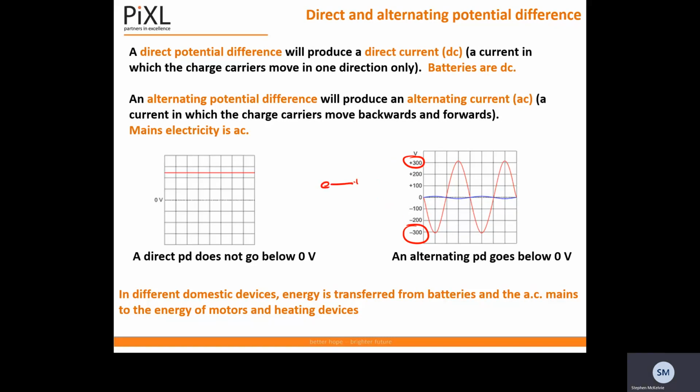So here, my electrons are going positive. Here, my electrons are going negative. Or I can switch it around. It's arbitrary for the sake of GCSEs.